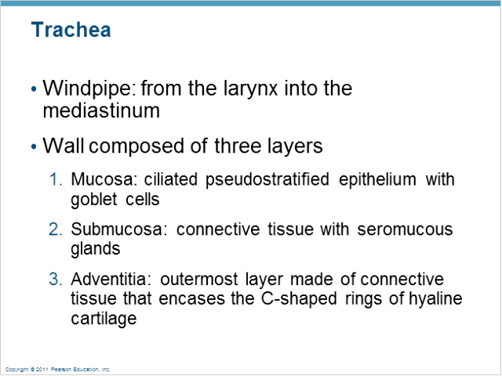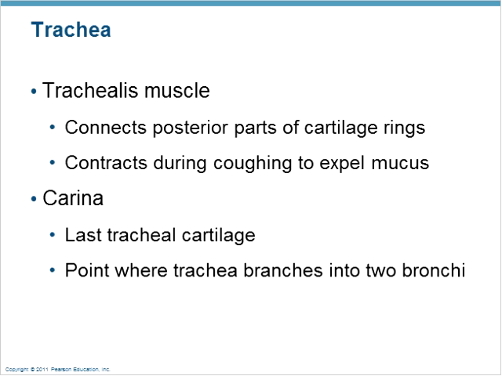The next structure we have in the airway as we're going from the outside in is the trachea. It's also called the windpipe, and it sits inferior to the larynx and runs through the mediastinum. Its wall is composed of 3 layers. It has a ciliated pseudostratified epithelium in the mucosa. The submucosa is connective tissue with the seromucous glands. And finally, on the outside is the adventitia, which is the outermost layer made of connective tissue, which encases those C-shaped rings of hyaline cartilage I talked about before.